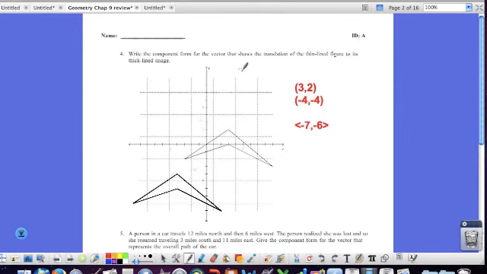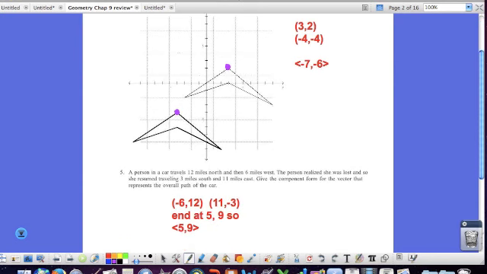Write the component form for the vector that shows the translation of the thin-lined figure to the thick-lined figure. Basically I went through already, and 1, 2, 3, up 2, that's this dot. That's the thin line. The corresponding point on the thick line is -4, -4. To get from 3 to -4, I subtracted 7. To get from 2 to -4, I subtracted 6. So the vector in component form is -7, -6.